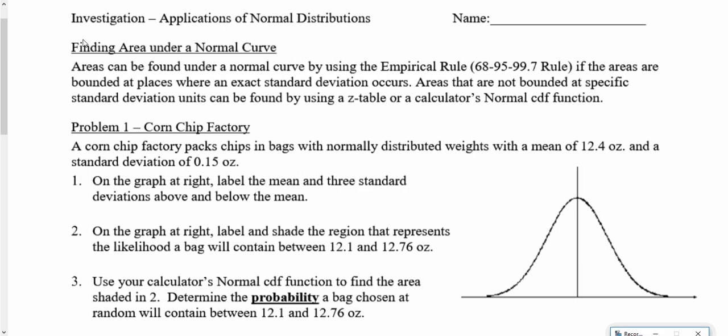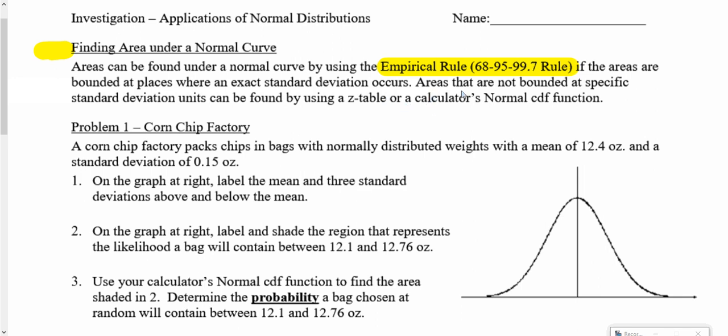Okay, this video is the investigation on applications of normal distributions. So in the past, what have we done? We've been finding the area under a normal curve, and we can find areas under a normal curve by using the empirical rule. That's the 68, 95, 99.7% rule. If the areas are bound at places where an exact standard deviation occurs, like 1 standard deviation above the mean or 2 standard deviations above the mean.